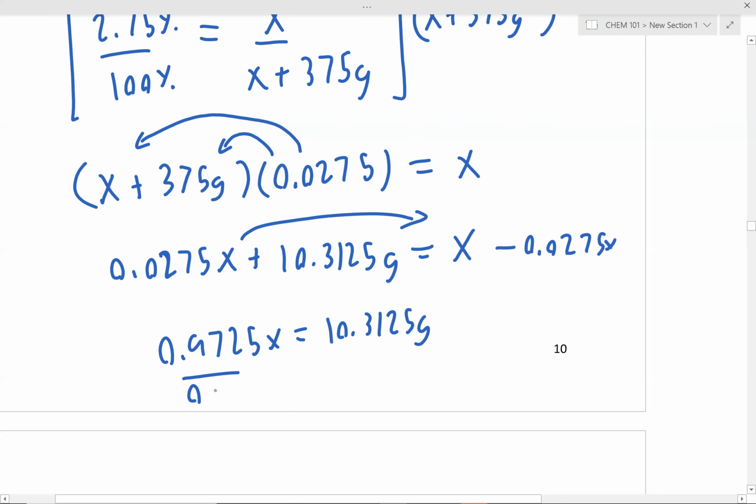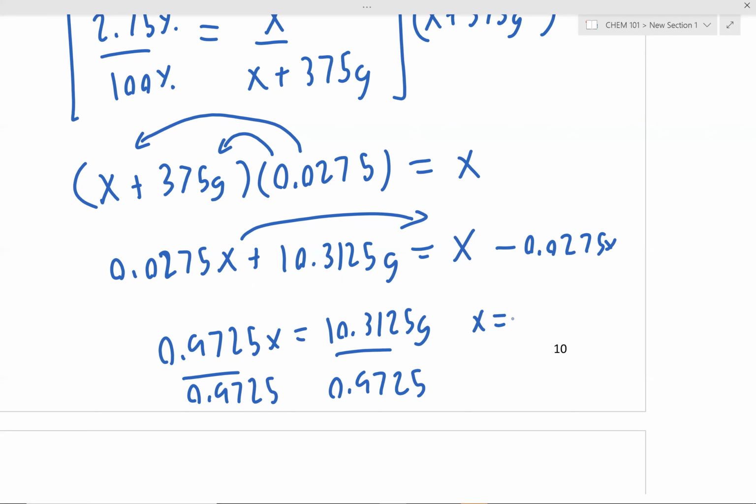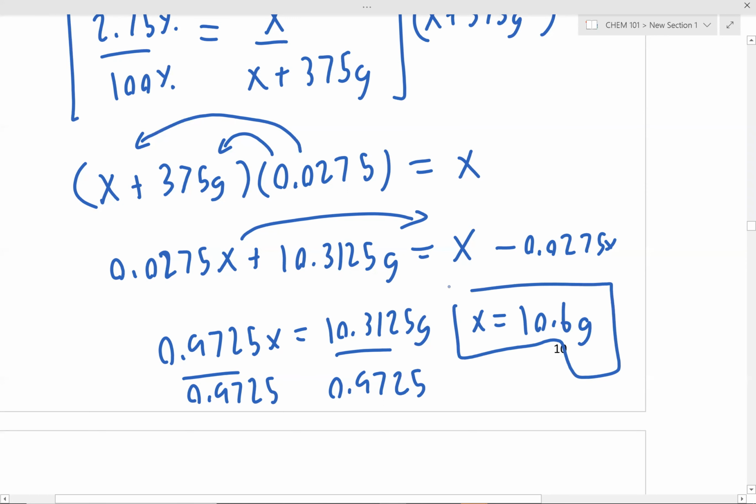I'm going to divide both sides by 0.9725. And that in turn gives me a value of x of 10.3125 divided by 0.9725, which gives us a value of 10.6 grams. So this is how much solute we'd need to add. Did everyone get a similar answer when they computed it out?